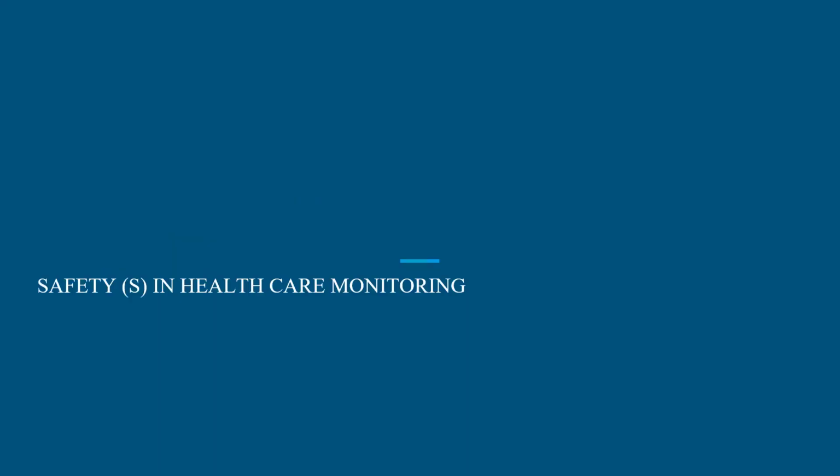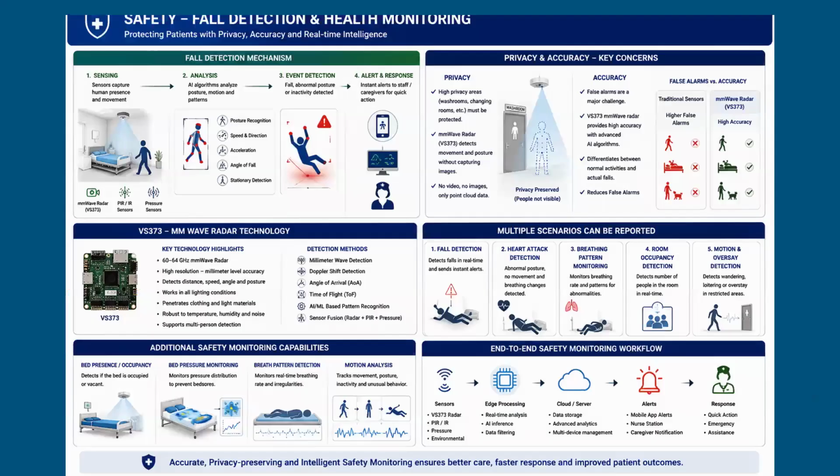Now coming to safety in the healthcare monitoring system. We already started the discussion of the fall detection mechanism. Fall detection comes under patient safety, and traditional monitoring methods often rely on caregivers, nurses, or CCTV systems. But if we utilize an IoT based intelligent monitoring system, it can automatically detect emergencies and provide real time alerts. Coming to the fall detection mechanisms, the process begins with sensing.